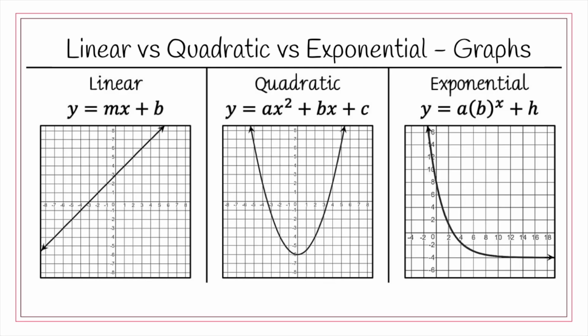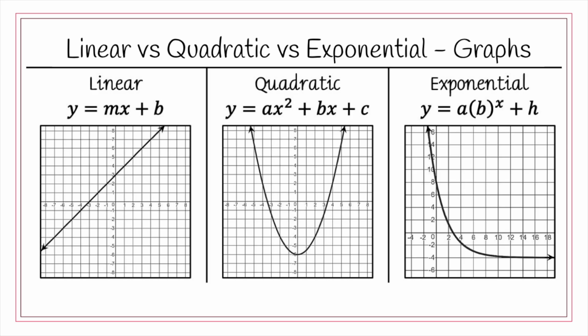So here you can see we've got the three graphs that we've discussed this year: linear, quadratic, and exponential. Linear is going to make a straight line using the equation y equals mx plus b. Exponential, y equals a times b raised to the x power plus h, is going to give us that curve. And then quadratic, that we talked about last unit and we're talking about more today, is y equals ax squared plus bx plus c, and that's going to create a parabola.